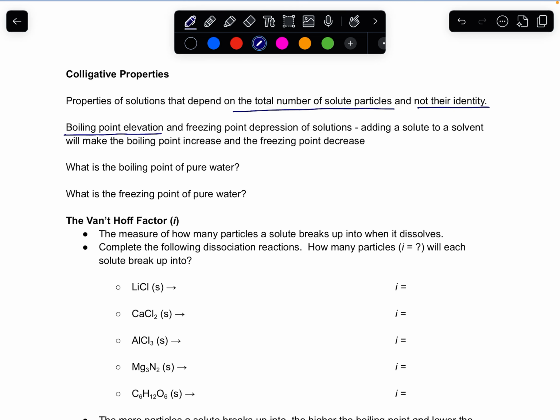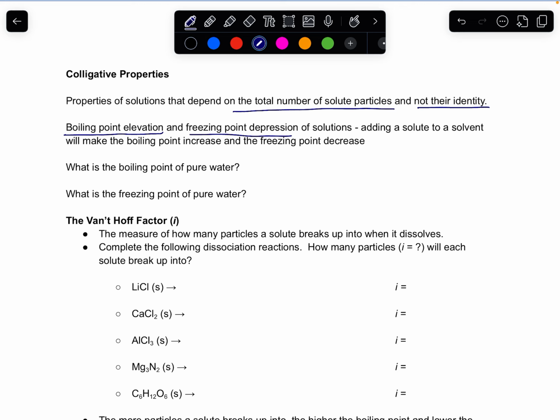Now there are several different colligative properties that we can talk about, but we're going to focus on two of them: the boiling point elevation and the freezing point depression. Whenever I add a solute to a solvent, I'm going to raise the boiling point and lower the freezing point. Hence why it's called boiling point elevation, freezing point depression. So this always happens for your solution. Always boiling point goes up, freezing point goes down.